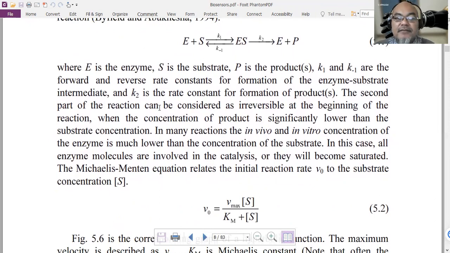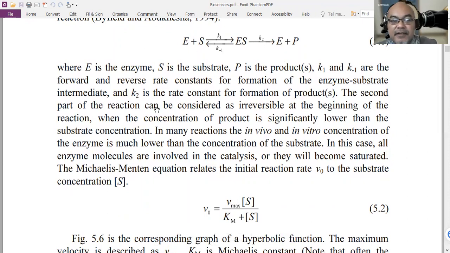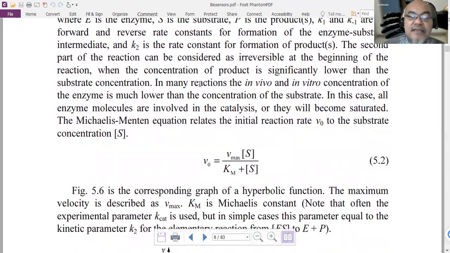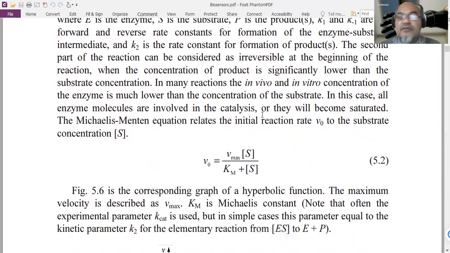So the second part of the reaction can be considered as irreversible at the beginning of the reaction. So this part cannot be turned back when the concentration of product is significantly lower than the substrate concentration. In many reactions, the in vivo and in vitro concentration of the enzyme is much lower than the concentration of the substrate. So in that case, all enzyme molecules are involved in the catalysis and they will become saturated.